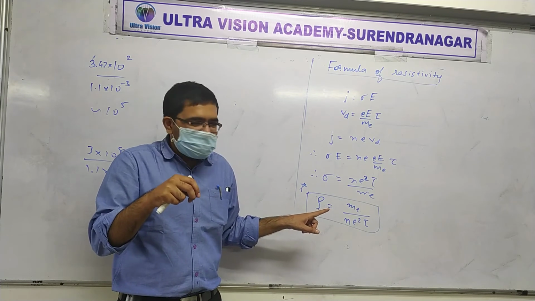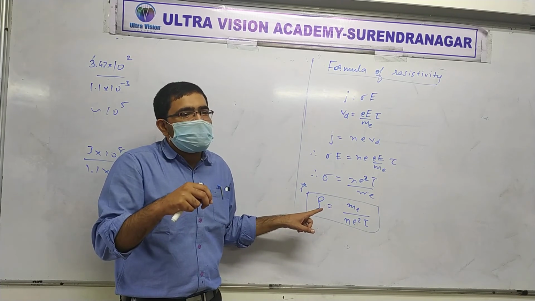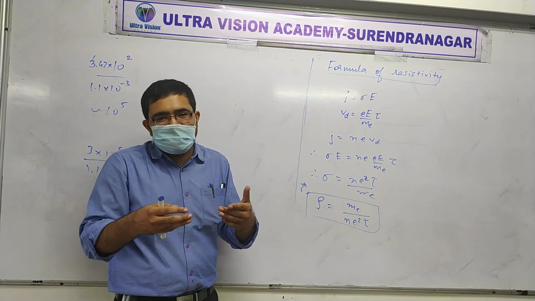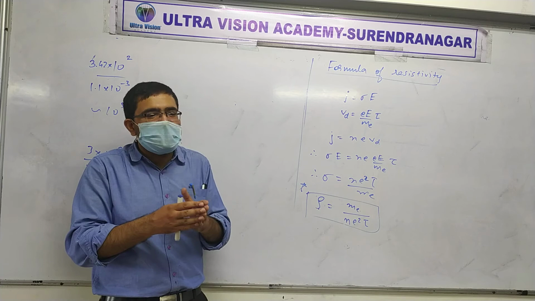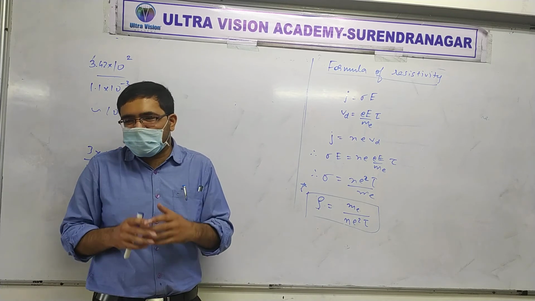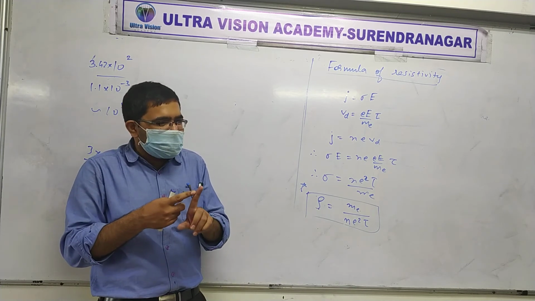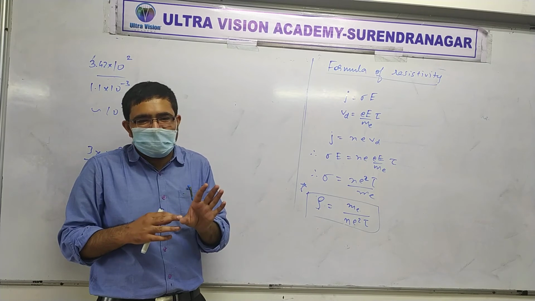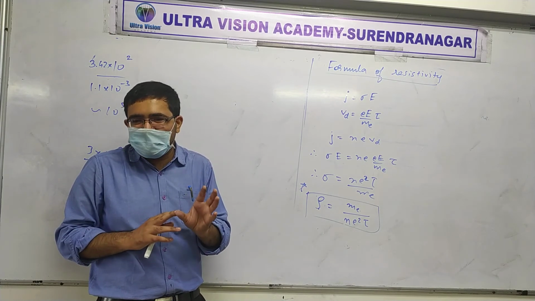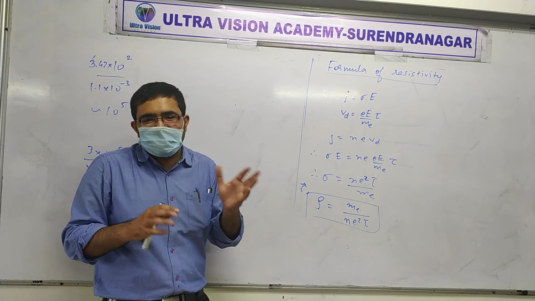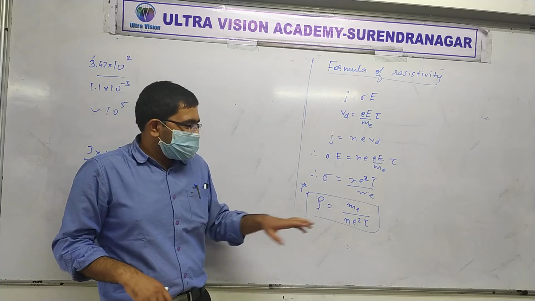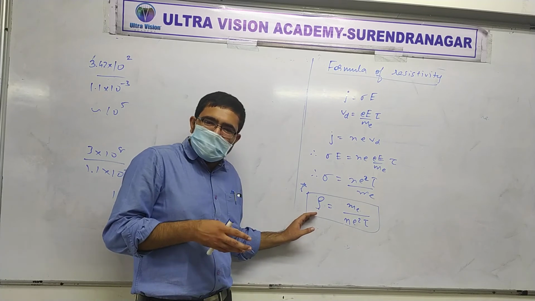Very correct. Resistivity indicates what? How difficult it is to pass current. Resistivity tells you how difficult it is to pass current. Resistance, resistivity, you all know the simple meaning of these words. What is the meaning of resistance? How much opposition it gives when you try to pass current. Clear? So similar for resistivity, right?